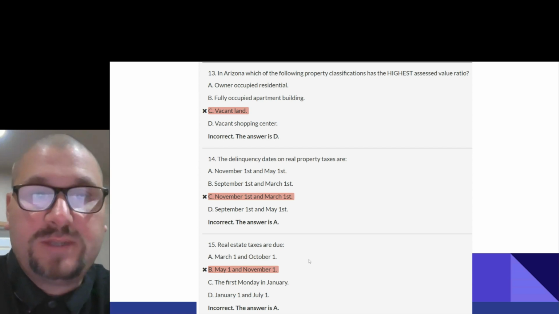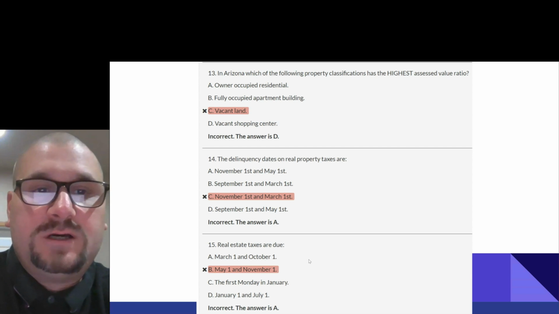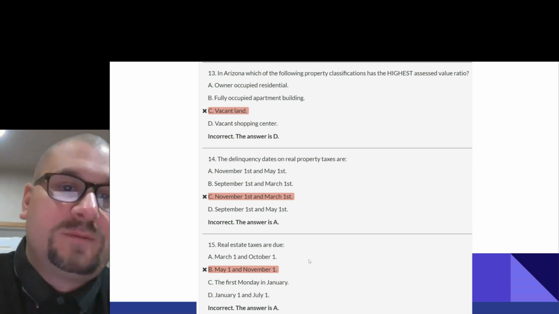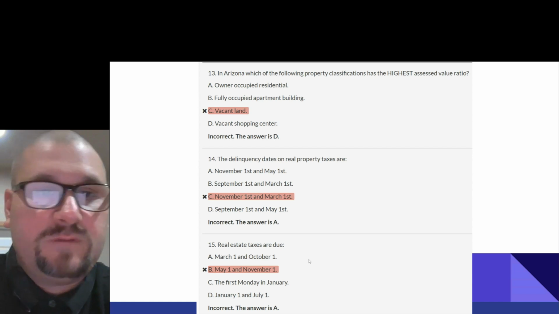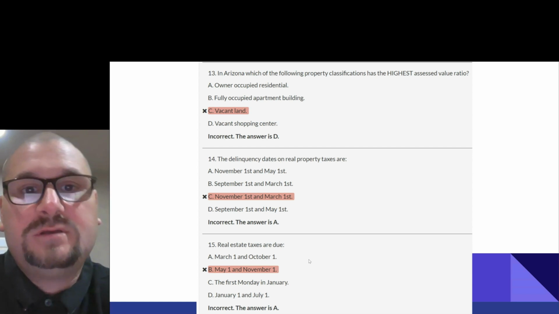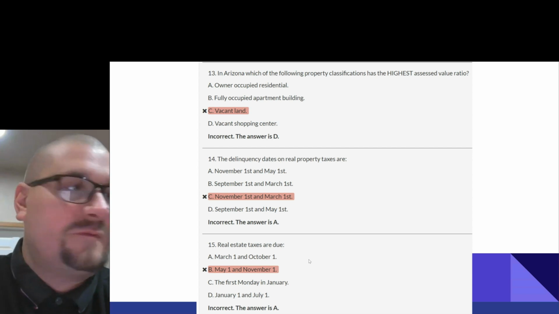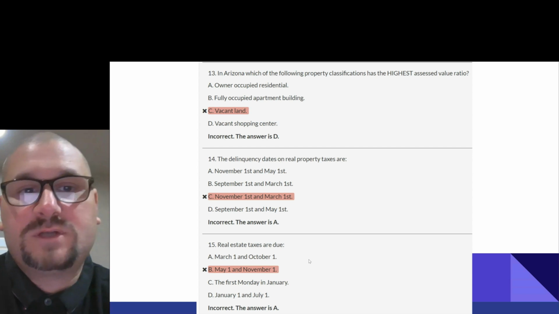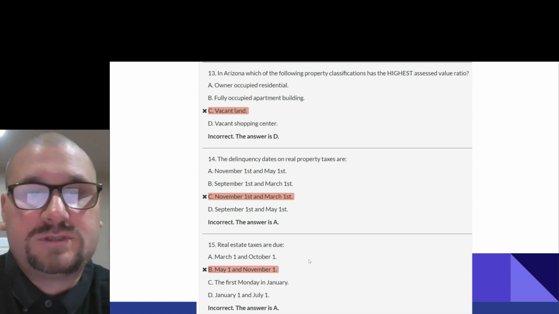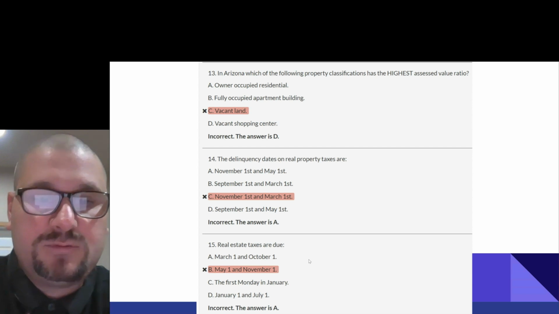The delinquency dates on real property taxes are when? A, right? So November 1st and May 1st. November 1st is a delinquency date on real property taxes. November 1st and May 1st. Is it September 1st and March 1st? No. November 1st and March 1st? No. September 1st and May 1st? No.